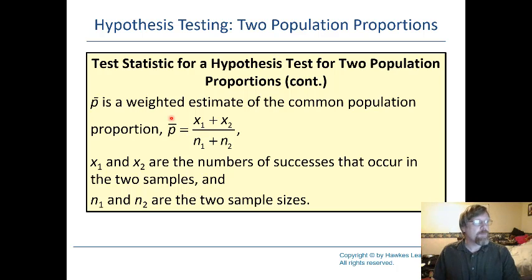Okay, so that weighted estimate of the common population proportion is the sum of successes in both samples divided by the sum of the sample sizes. So if I'm given something like 5 in 10 dentists in Minnesota prefer Trident, and 6 in 10 dentists in Wisconsin prefer Trident, then I'd have 5 plus 6 over 10 plus 10. 11 in 20 dentists overall is the weighted estimate of the common population proportion.